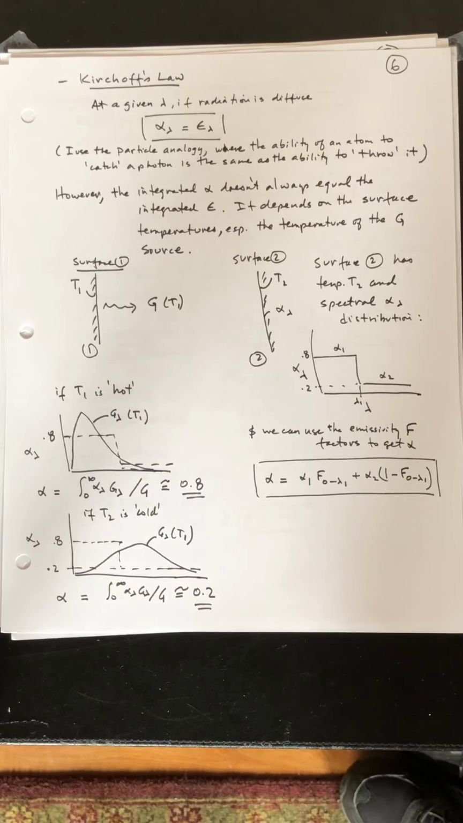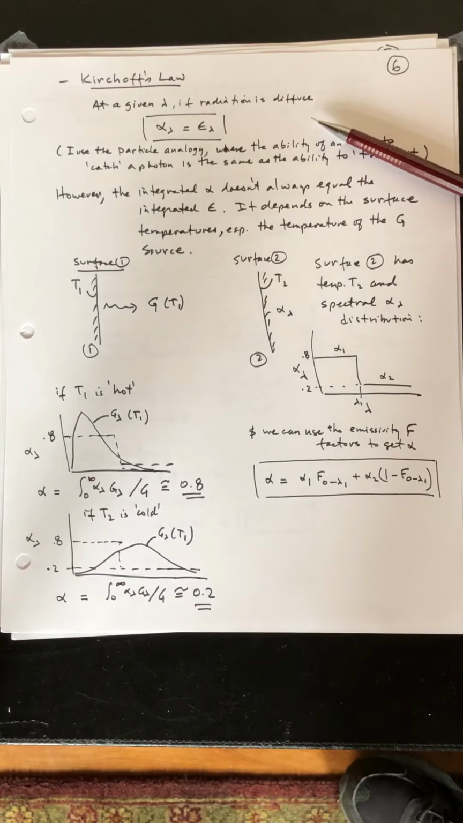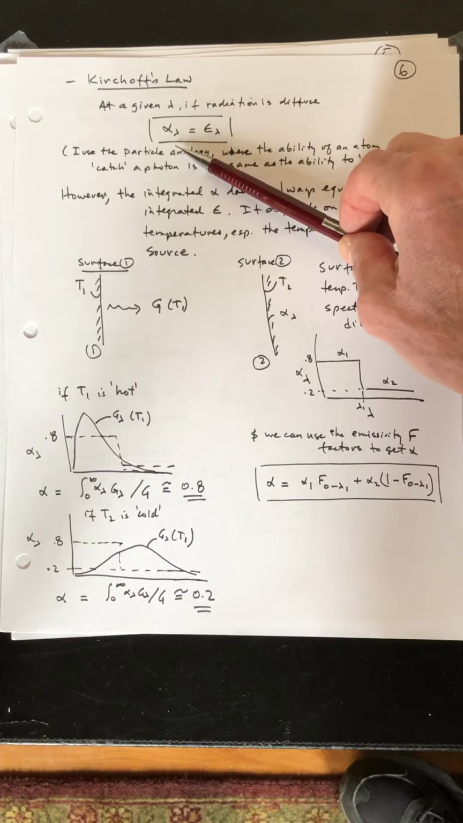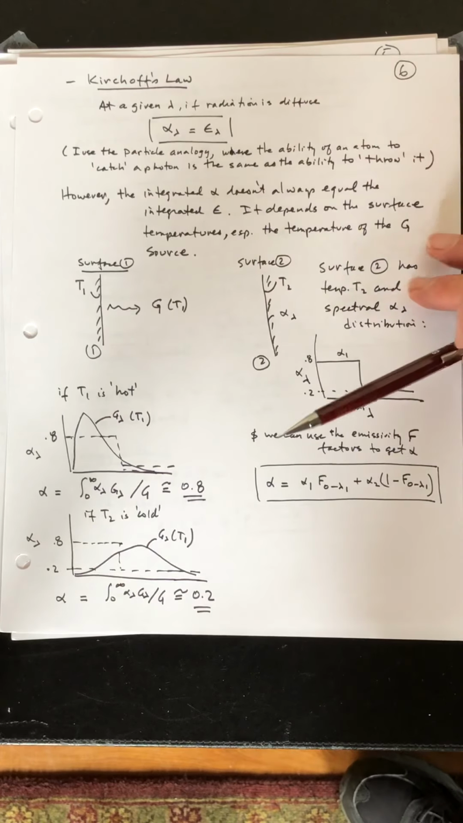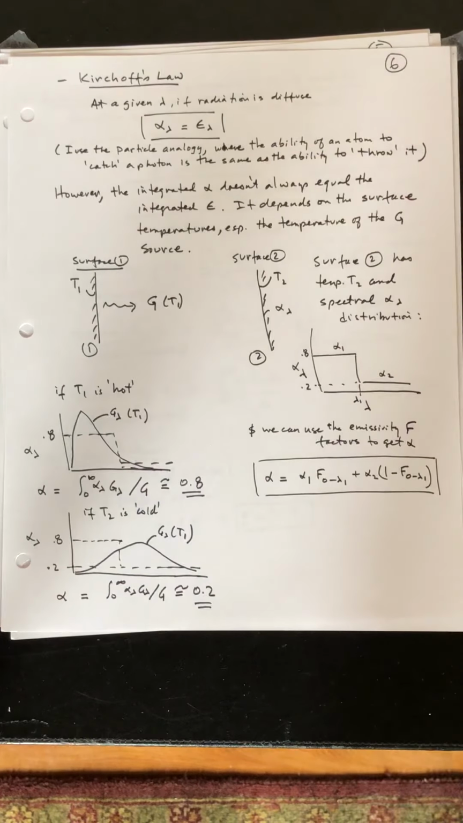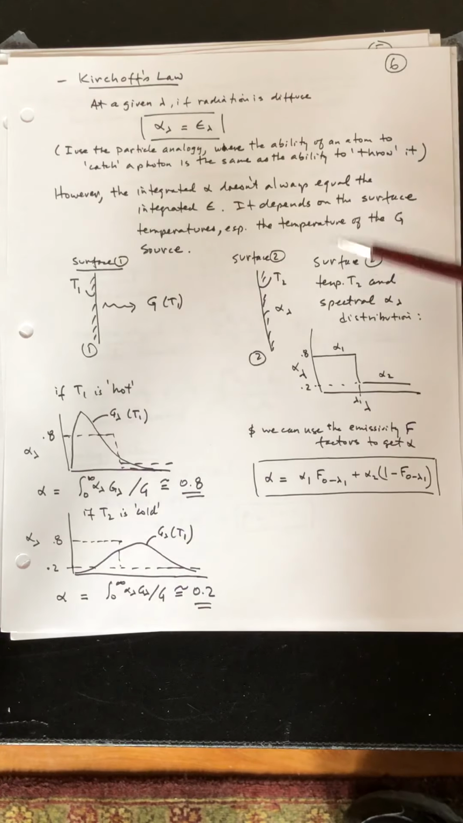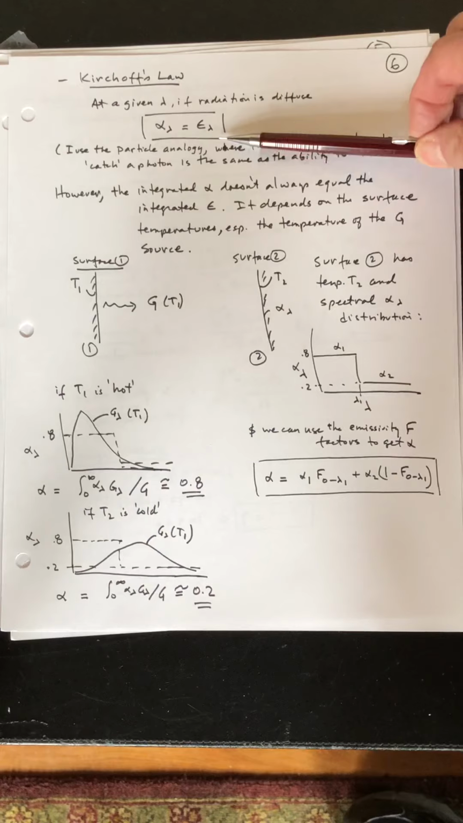did a very fascinating thought experiment, and it's, I think, talked about nicely in the text. And it turns out that if the radiation is diffuse at a given wavelength, its absorptivity is equal to its emissivity. And I think about it in terms of a baseball analogy. The ability to catch something is the same as the ability to throw it. Now that's just at a particular wavelength.